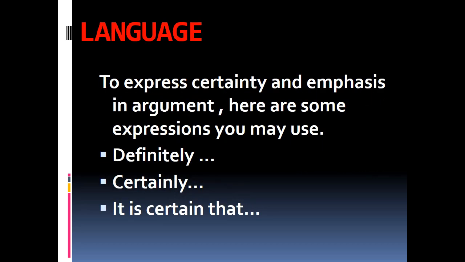Language. Talking about language, we refer to diction, that is, the choice of words that the writer employs to convince his reader or his audience. To express certainty and emphasis in arguments, here are some expressions you may use. For instance, definitely, fathers are more useful to children than mothers. Or certainly, fathers are more useful to children than mothers.